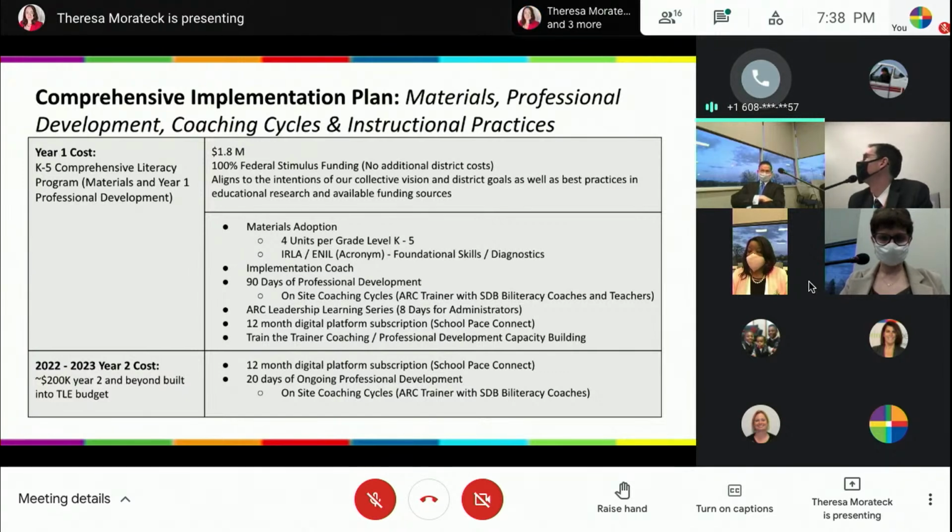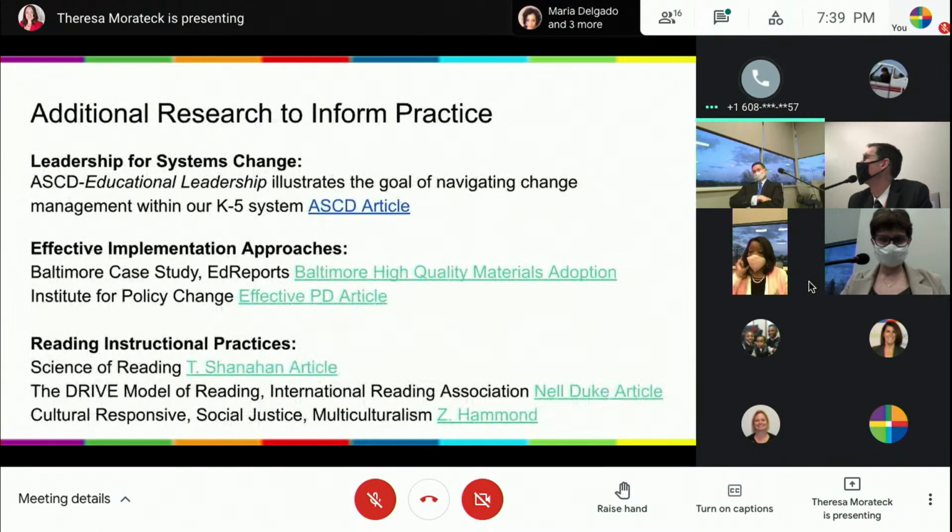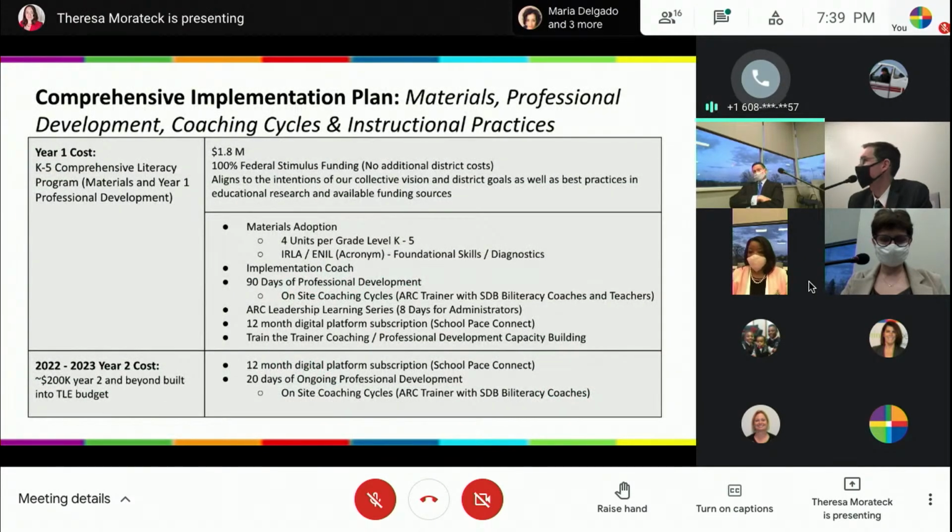As we go into the materials adoption, we will have 4 units per grade level. We're in the process, or will be in the process, with board approval of going back to the teachers and getting yet more input about the units that they would like to adopt for each of the grade levels, and then work with our science and social studies departments also to make sure that that curricula is aligned across the content areas K through 5.